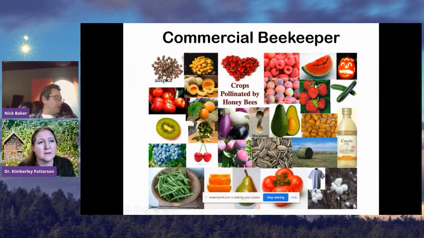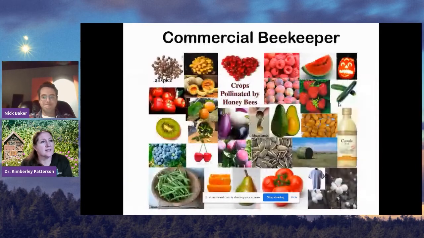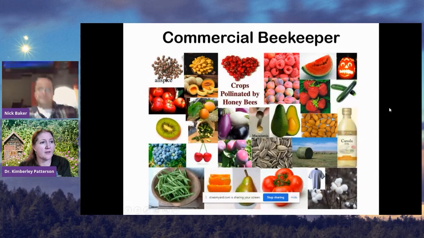Okay, so I think that kind of gives us a little introduction to the background in bees a little bit in commercial beekeeping. So I have a couple of questions I'd like to tackle. Okay. So I'm getting the impression that bees, honeybees, are very, very important to our society. Can you talk about that a little?